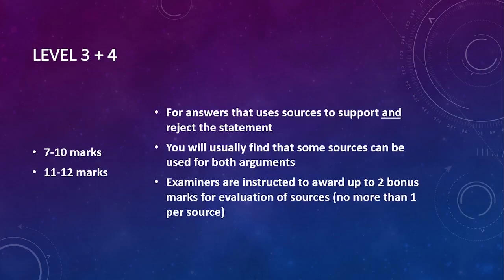As for the mark bands, level 3, which has a band of 7 to 10 marks, is for answers that use sources to support and reject the statement. So, a balanced answer using all the sources can get you 10 marks. And with respect to the two arguments, the mark scheme also identifies how the sources can be used. In this example, the sources that agree with the statement are A, B, C, D, and E. Those that disagree are A, B, D, E, F, and G.